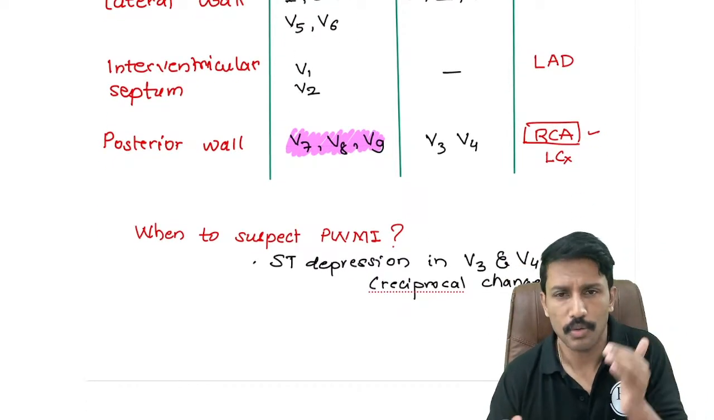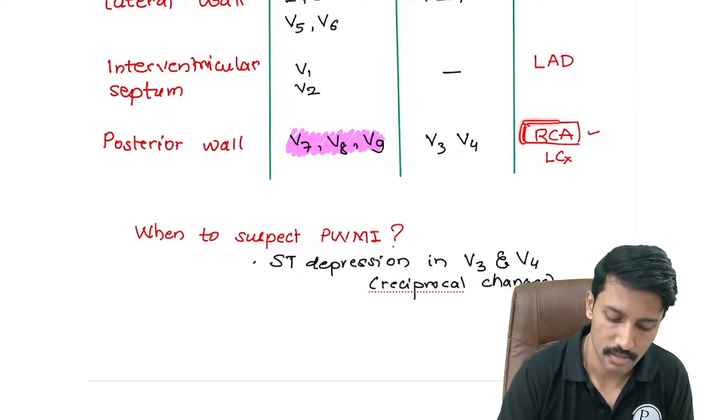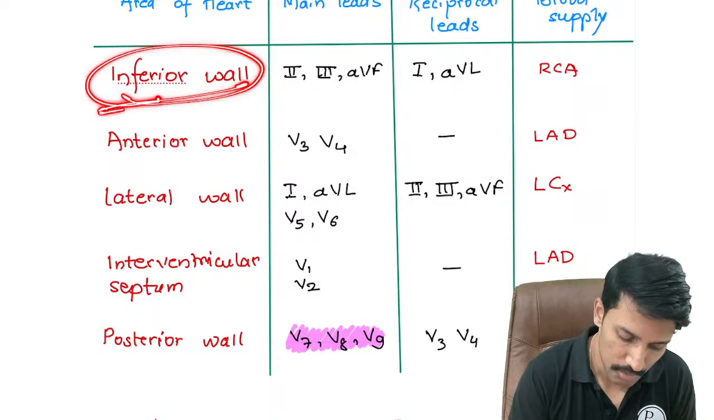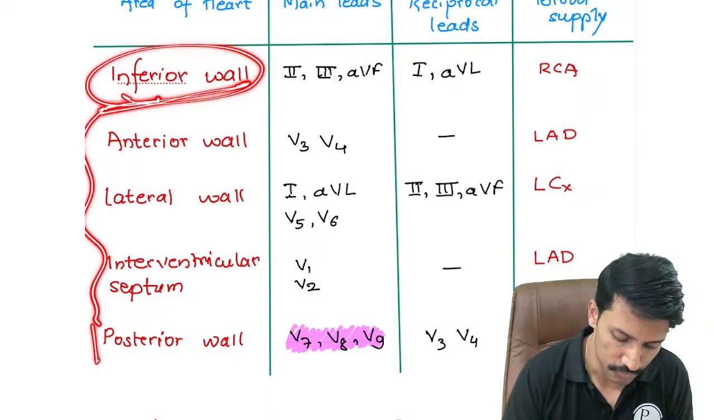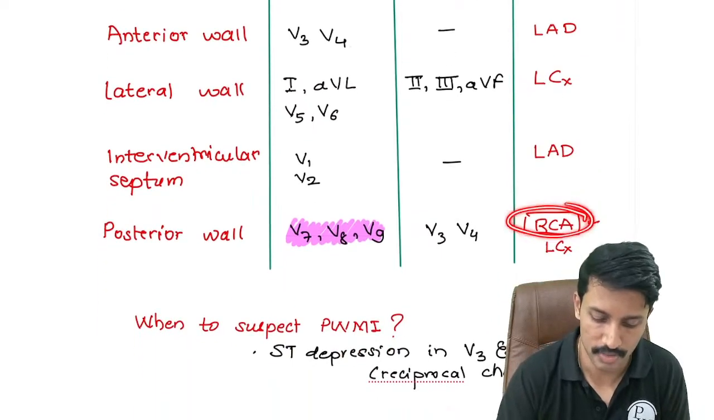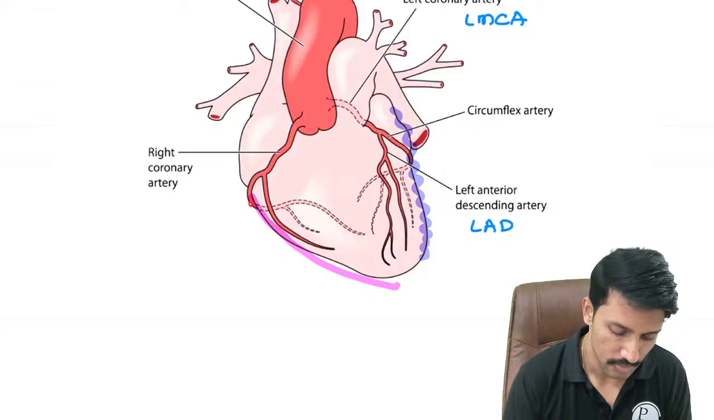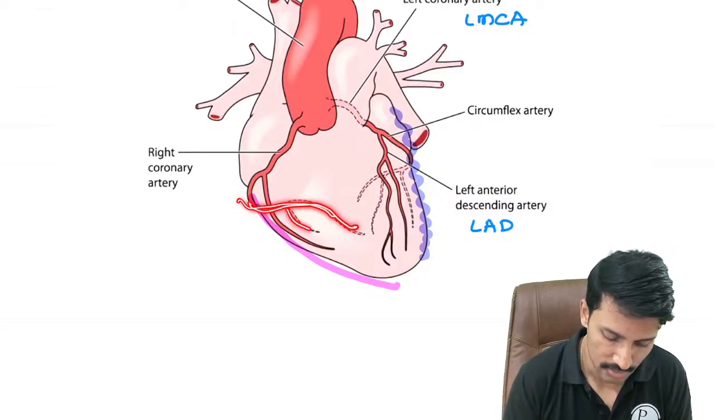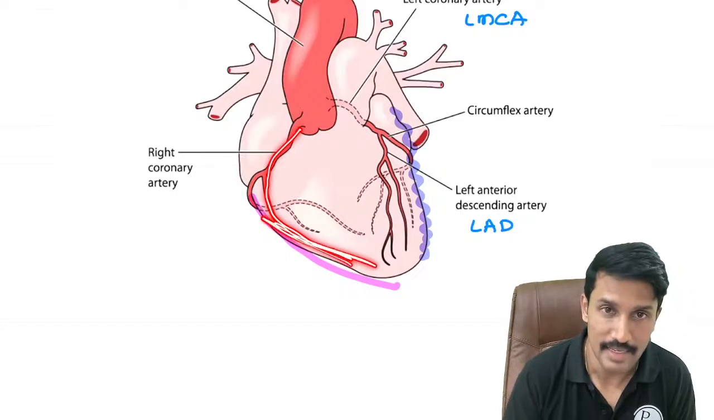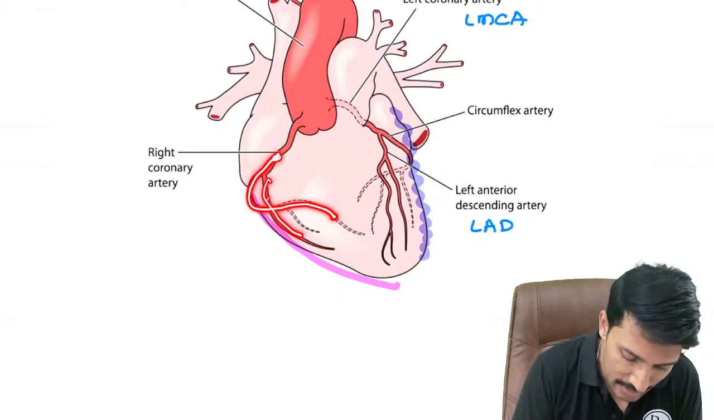80% it is RCA, 20 to 30% from left circumflex. So any patient who has right coronary artery occlusion may present with inferior wall MI. So if there is a patient with inferior wall MI, I should be suspicious of the possibility of posterior wall MI, because they are receiving the blood supply from the same source. Like when you see this image, you can relate, right? So this right coronary is taking the blood supply to the posterior wall, and it is also taking the blood supply to the inferior wall.